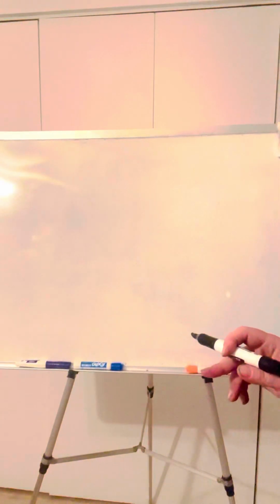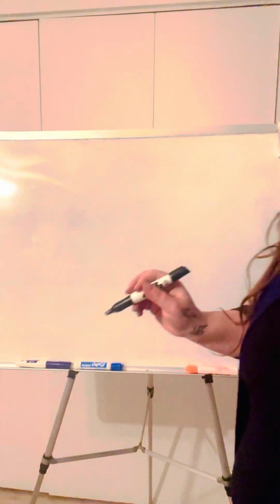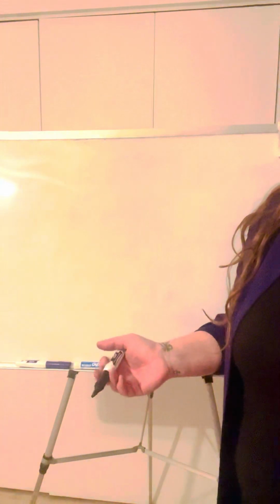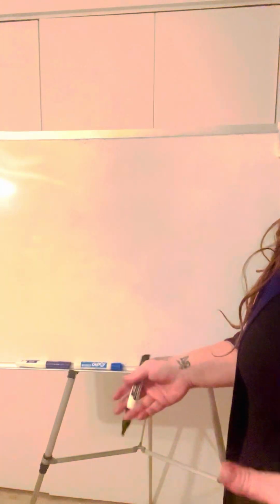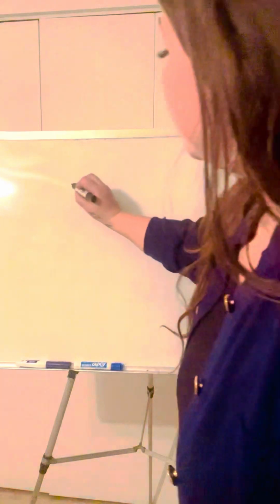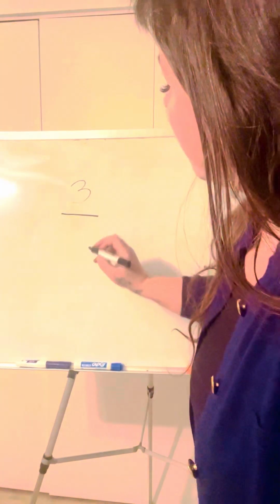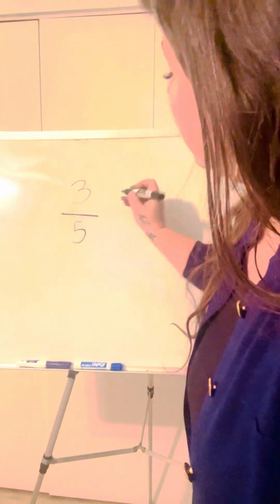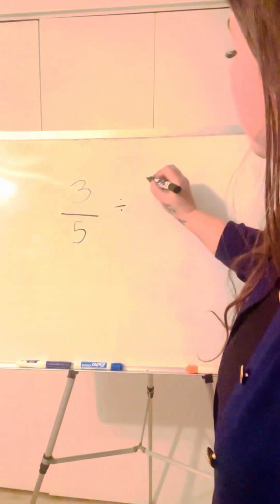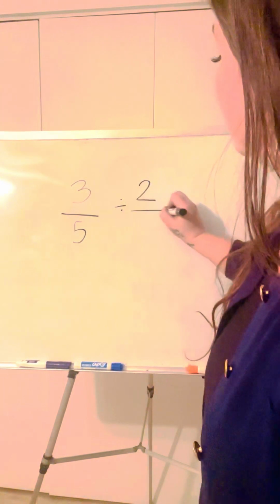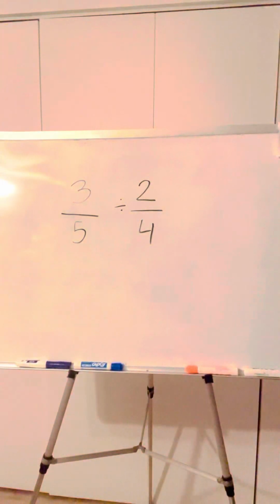We're going to be dividing fractions right now. For dividing fractions, it's not very similar. You will have to end up multiplying. So let's say we have 3/5 and we want to divide it by 2/4. How the heck would you do that?